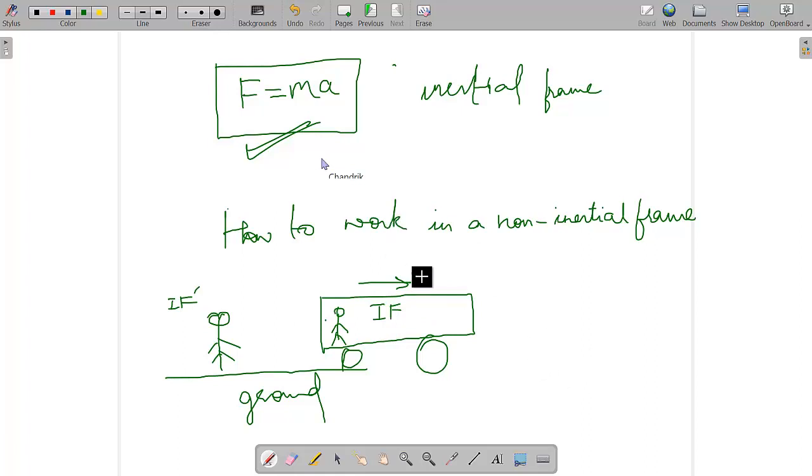Now, if this is having an acceleration a, then this will be termed as a non-inertial frame. If there is an acceleration of the body, then only it will be a non-inertial frame. If it is moving with a constant speed, constant velocity, then it is not a non-inertial frame, it is an inertial frame only.